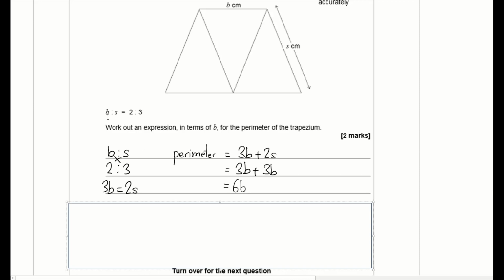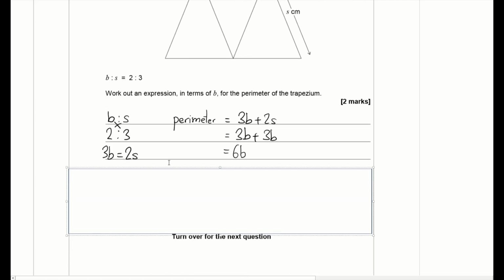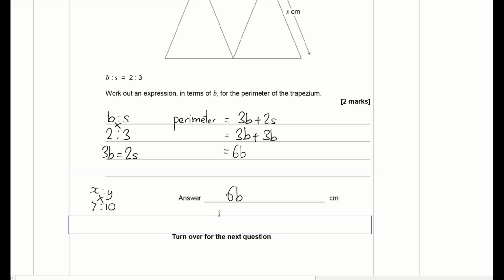So all we do is this: we write the two ratios down. So in this case, b to s is 2 to 3, so I just write them in a vertical alignment as we've got here, and you cross multiply them. So 3 times b, so 3b, is equal to 2 times s. So you can use that to very quickly obtain an equivalent form in an equation. So just here's another example of it. So if we had x to y was 7 to 10 and we had to write that down as a ratio, we would get 10x is equal to 7y.